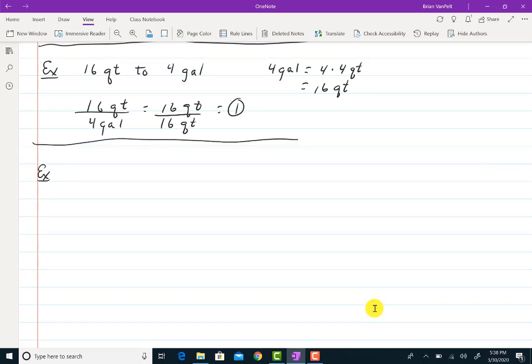Last example, these 6.2 is really where we're heading with these things. This is just to warm you up. Here we have $400 to $450. So I'll take my $400 divided by $450. I'll cancel the dollars out like I did before. I get 400 over 450.